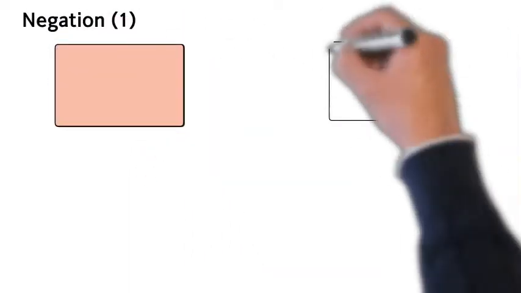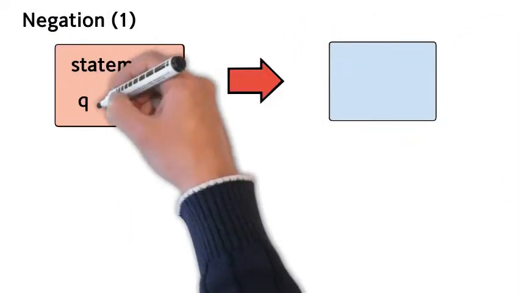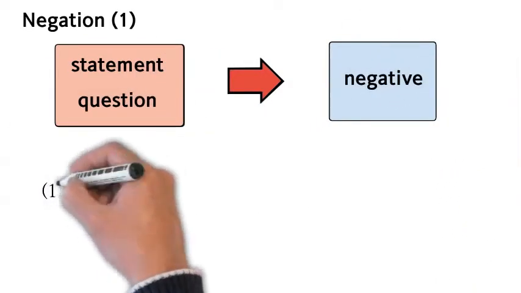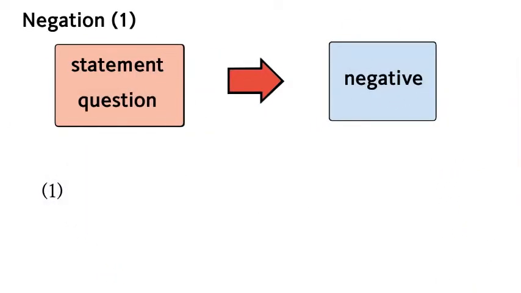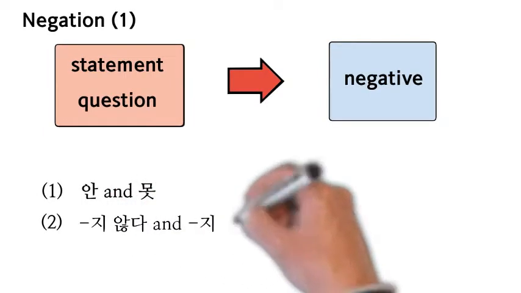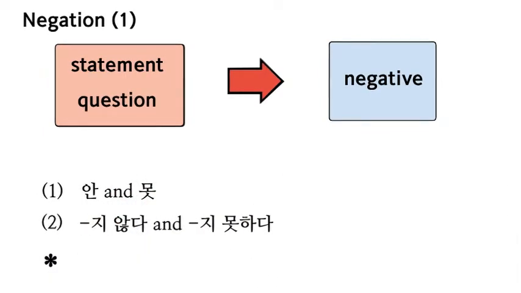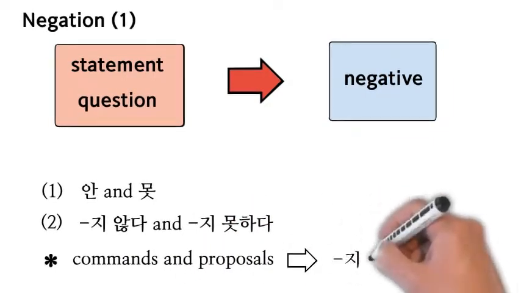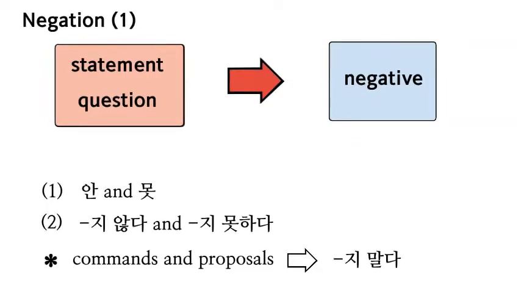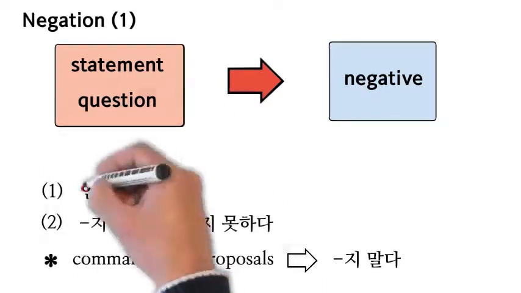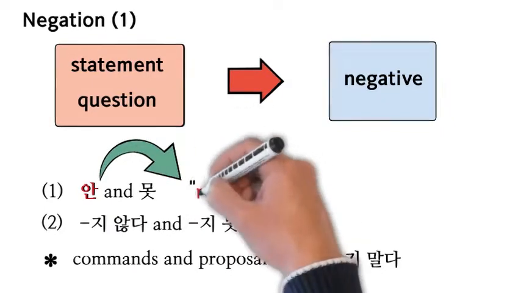Korean has two main ways to make a statement or question negative. First one is short negation using 안 and 못, and second one is long negation using 지 않다 and 지 못하다. In addition to this, commands and proposals are made negative through using the form 지 말다. In this lesson, now as a beginner's class, we'll start with how to change verbs and adjectives into negative with 안 that translates as meaning not.